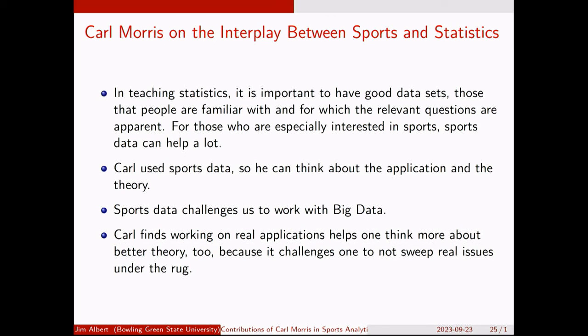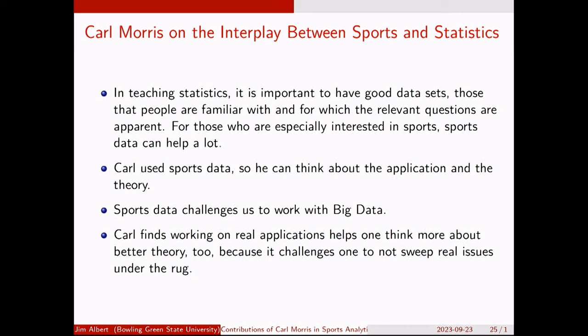Now, when I interviewed Carl Morris for that Chance article, we talked about the interplay between sports and statistics, and he made a lot of good comments about that. Whenever you teach statistics, you want to have good data sets. Sports data sets are nice because people are familiar with the context and they understand the problems. So sports is a very useful way of communicating statistics. If you use sports data, you can think about the application and the theory because you understand how it's useful. Sometimes I'll do things in sports and get answers in statistics that make no sense from a baseball perspective. So it's important to think about not only the theory, but also the application.